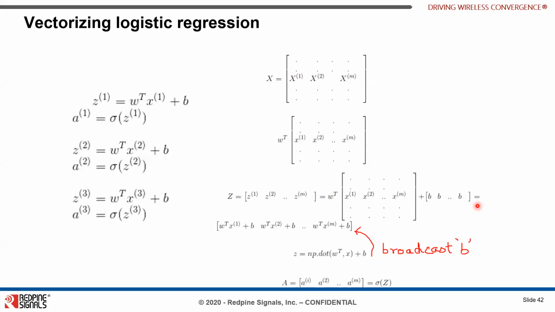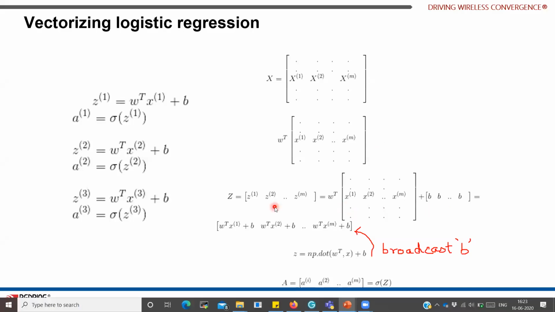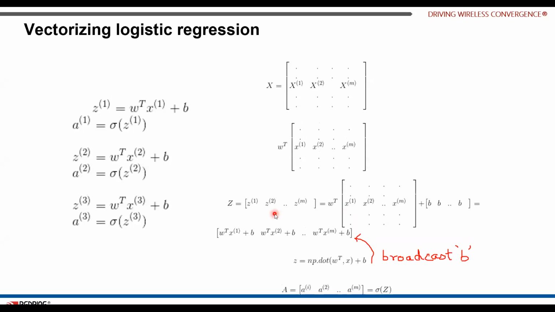If you see b, it is one single real number for each training sample, and for multiple training samples it is b1 b2 until bm. This is how we represent the vectorized version of it, and finally we get wtx plus b is equal to z.